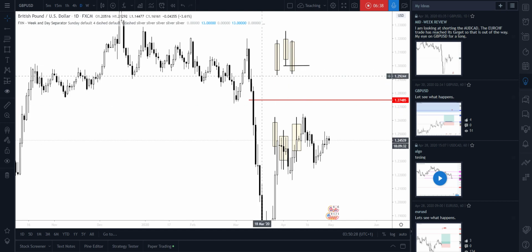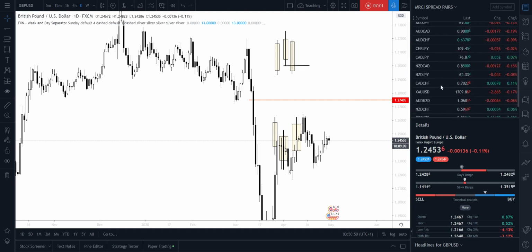So if you're looking for a trading plan, or a trade setup, there you have it. It's very easy, but yet very powerful. Let me show you when I used it.